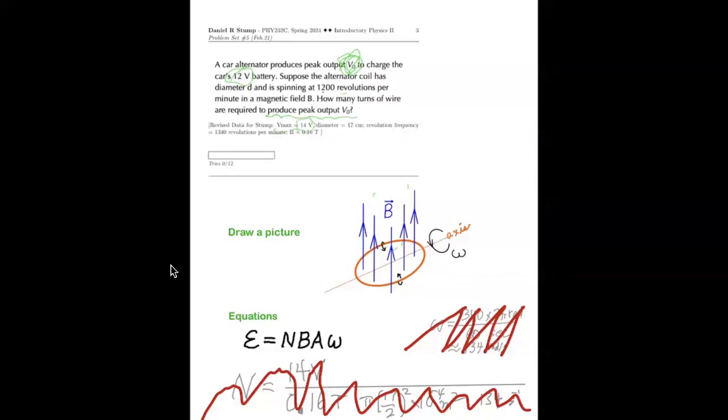The diameter of this coil will be 17 centimeters. It'll rotate, well, it says here 1200 revolutions per minute, but that's being changed here. So this is revised. Let's say it's 1340 revolutions per minute. And it's in a magnetic field. How strong is the magnetic field? Well, we'll say 0.16 Tesla.